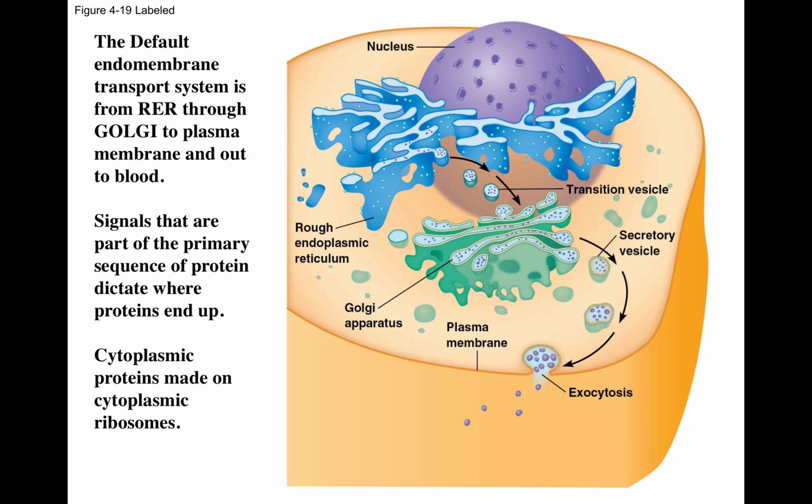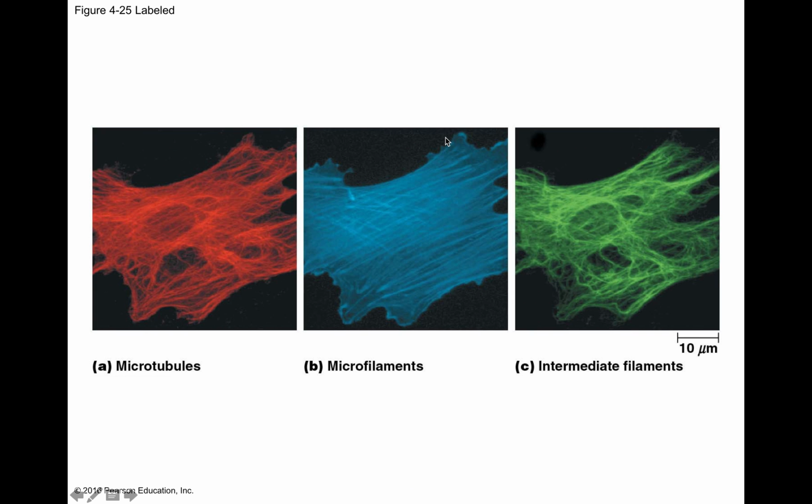We talked about the endomembrane system, the idea of a default transport pathway from the rough endoplasmic reticulum to the cis Golgi, through the Golgi stack to the trans Golgi, and from the trans Golgi to the cell membrane to release proteins that were made originally on the rough ER.